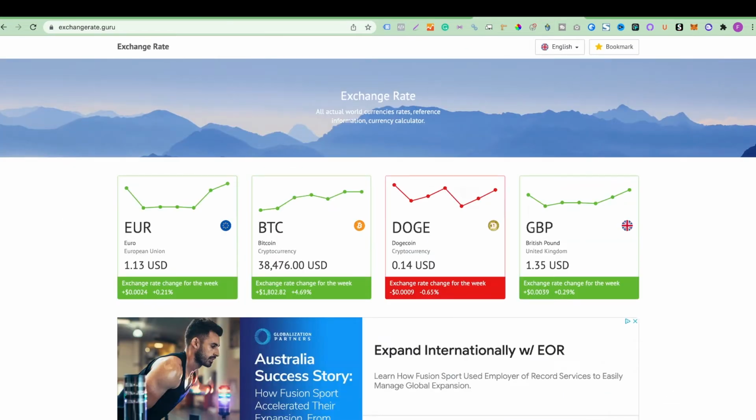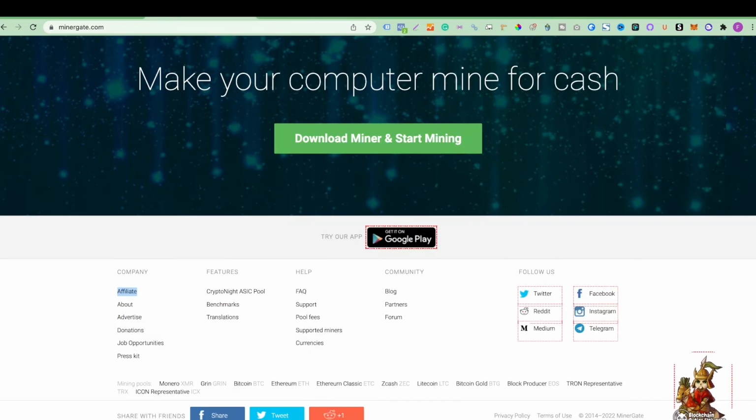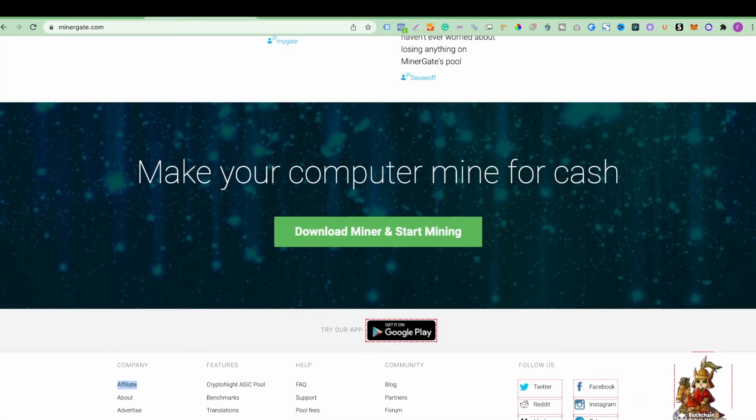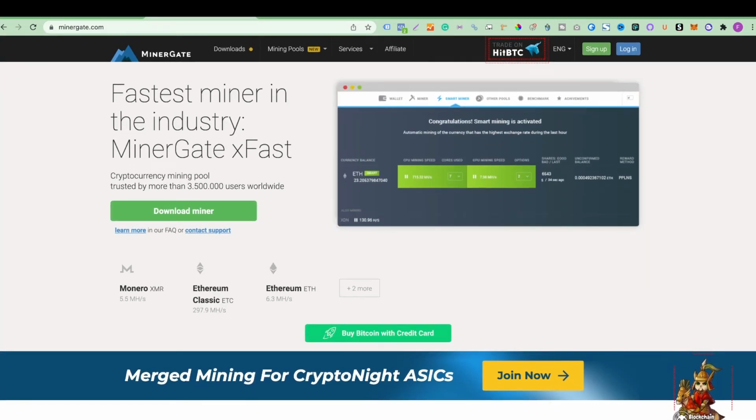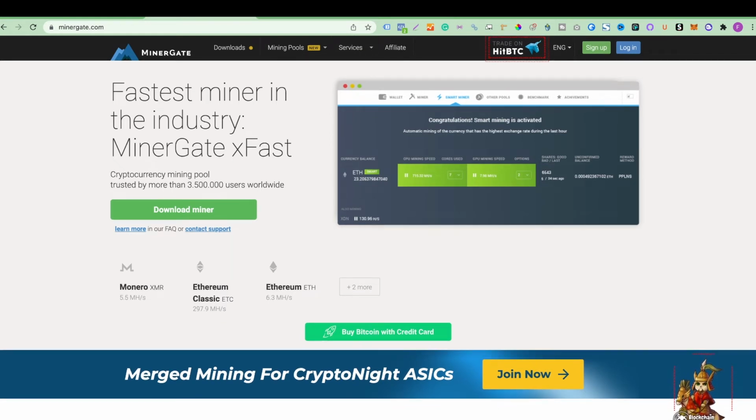So now you might be wondering, with this said, how are you going to be able to mine cryptocurrency? I wanted to come to this website, which is called minedgate.com, and here you can see you will make your computer mine for cash. It's one of the best in the market because it's a fast miner, and you will be able to get into the cryptocurrency mining pool, which is trusted by more than 3.5 million users worldwide.